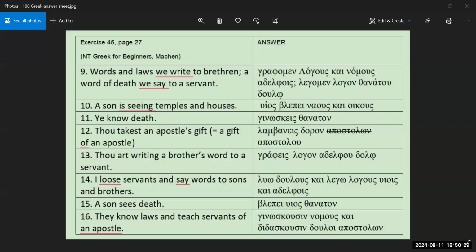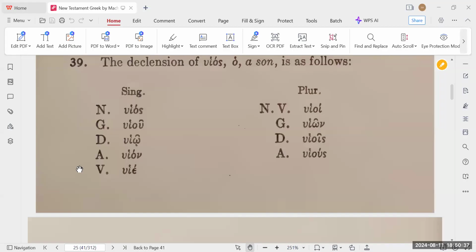Okay, I think everybody can see the screen. I'll just change over to number 39 in Machen's book. Now, I think everybody can hear me now. Can somebody just say they can? Yes, Pastor. Oh, thank you. I can hear you. Okay, very good. So we'll start the Greek lesson now.